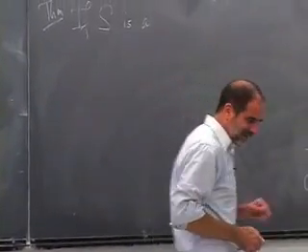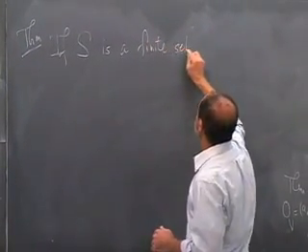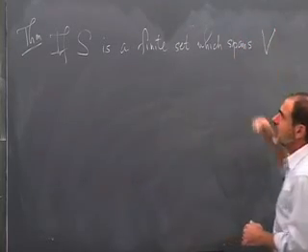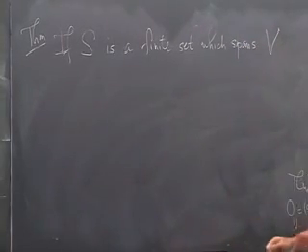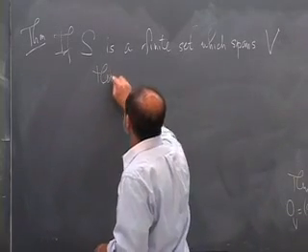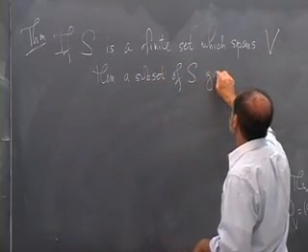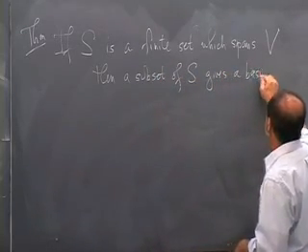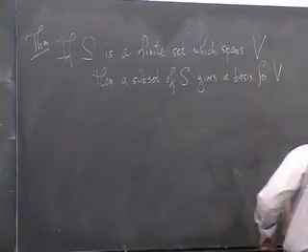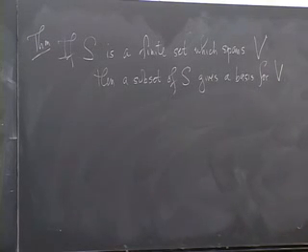All right, let S be a set that spans V. We know there is such a finite set because we've assumed V is finite dimensional. Then a subset of S gives a basis for V. So anytime you have a set that spans the vector space, maybe it'll be a basis itself, but if not, some subset of it will be a basis.